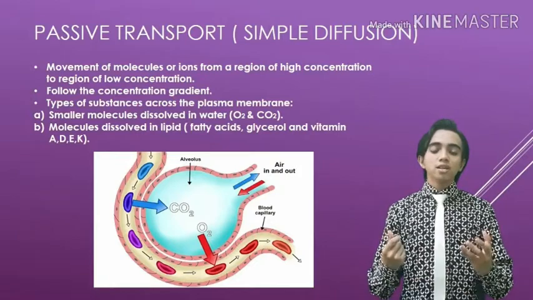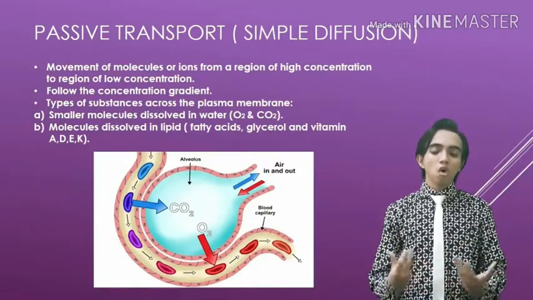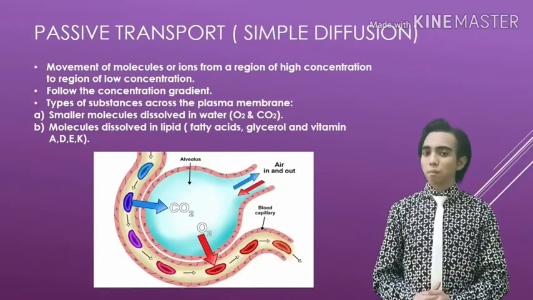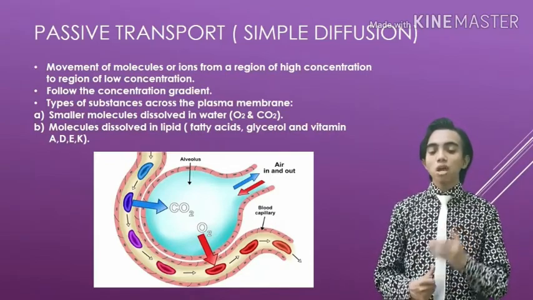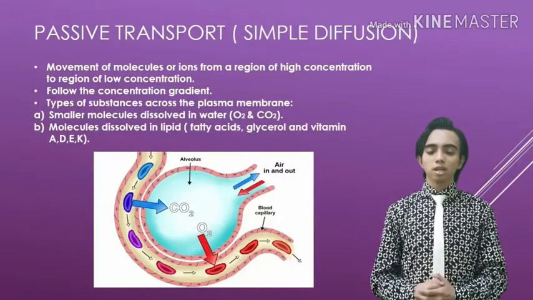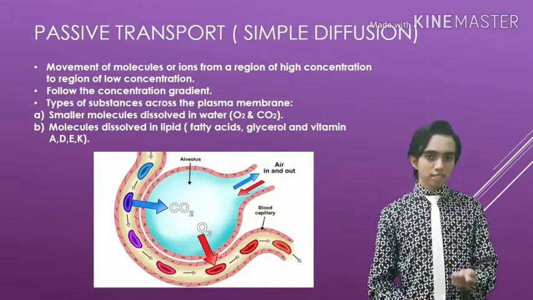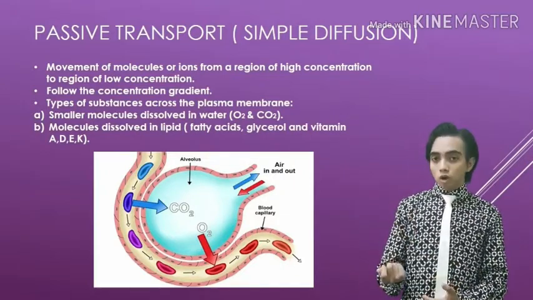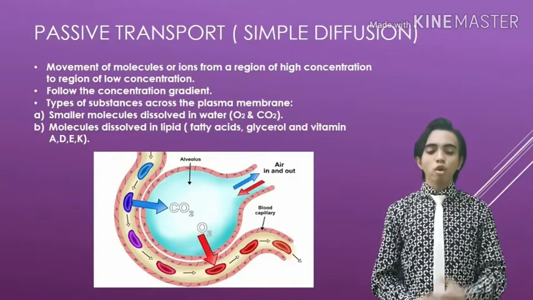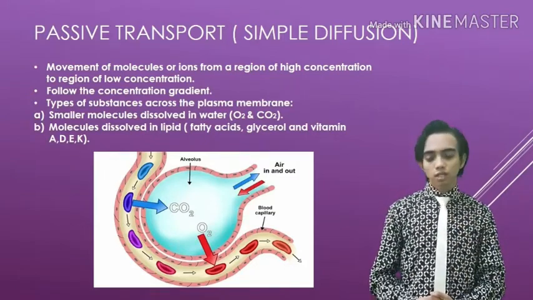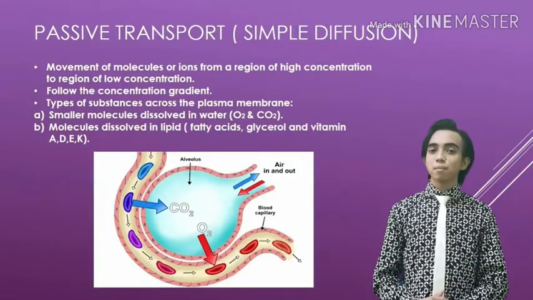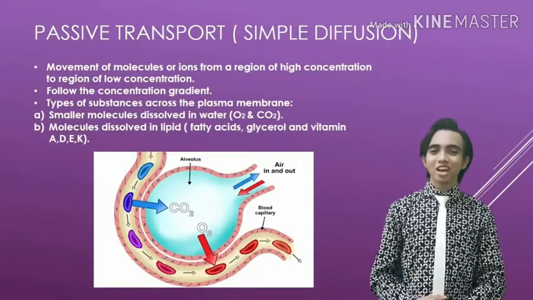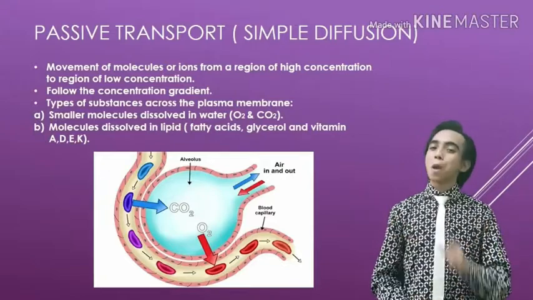There are only some types of substances that can cross the plasma membrane by simple diffusion, such as small molecules that can dissolve in water, such as oxygen and carbon dioxide. And then molecules that can dissolve in lipid, such as fatty acids, glycerol, and vitamins A, D, E, and K. So remember that.